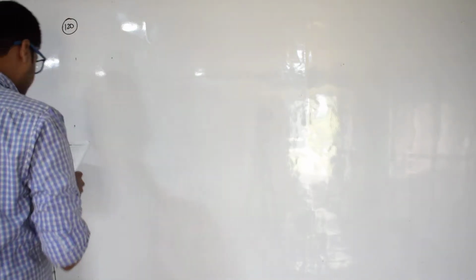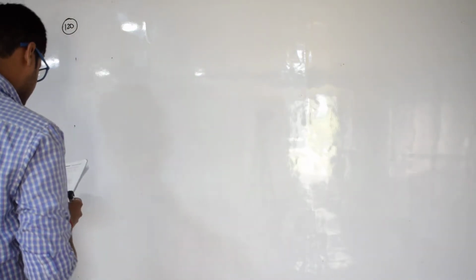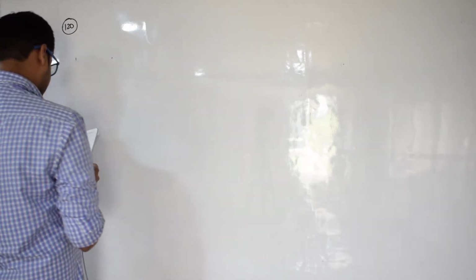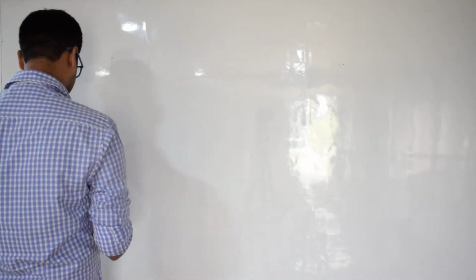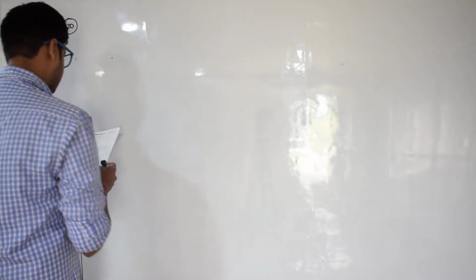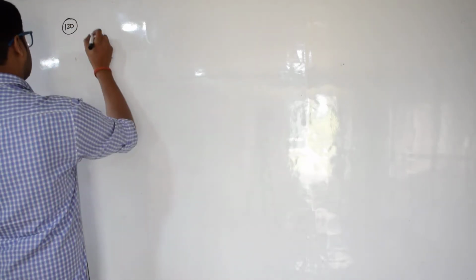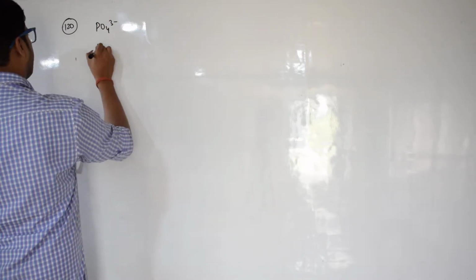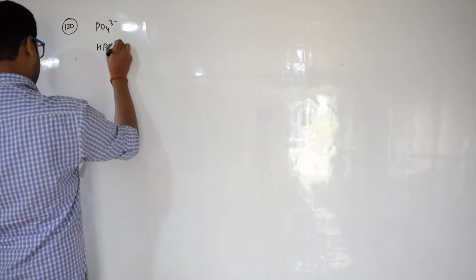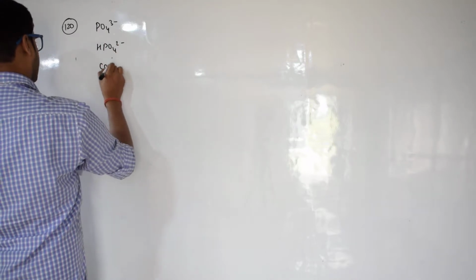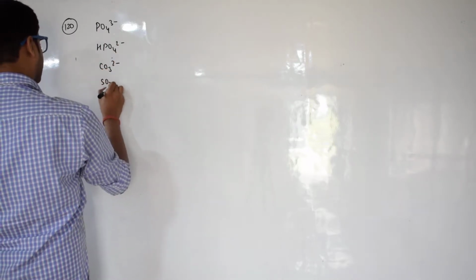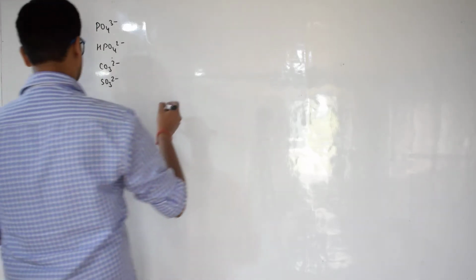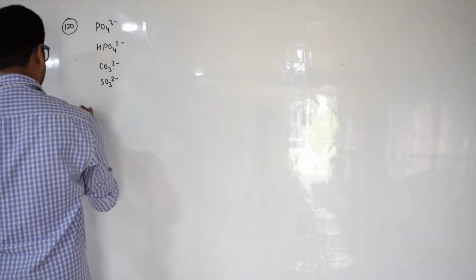Question number 120. From the following information, select the strongest base. We have phosphate ion, we have HPO4 2 minus ion, we have carbonate ion, and we have sulfite ion. Question number 121.